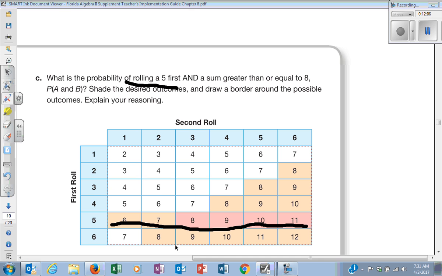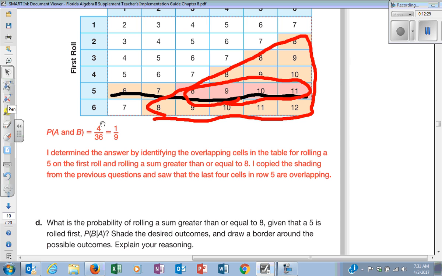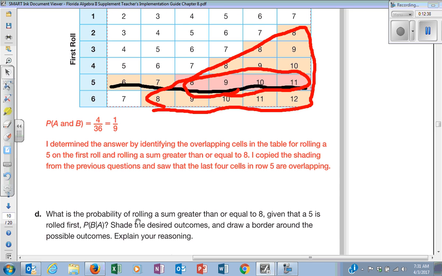Then the next one is a sum of 8 or greater, so we go to this section right here. Where is the overlap? The overlap is where the black and the red, those parts together, so it's only these 4 boxes that meet that criteria. Are you with me? So it's 4 out of 36, which reduces down to 1/9. You with me? Now, what is the probability of rolling a sum greater than or equal to 8, given that a 5 was rolled first?